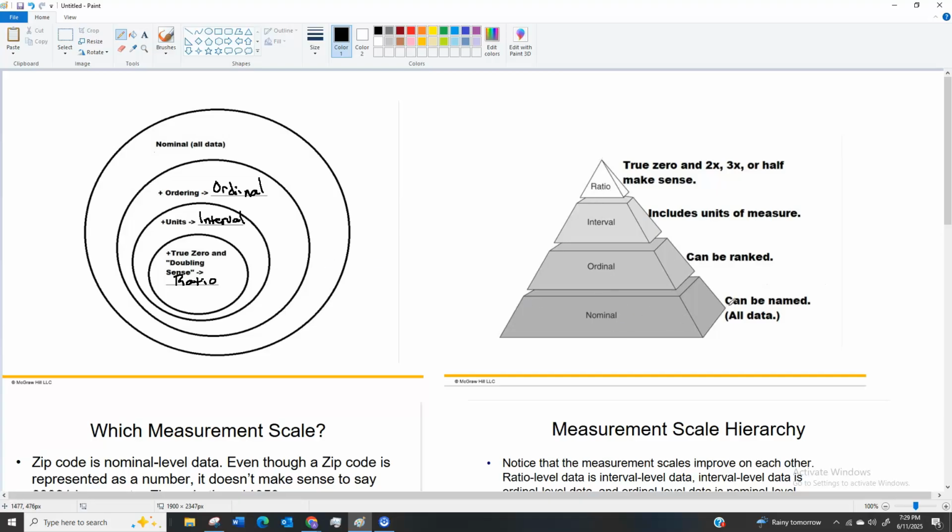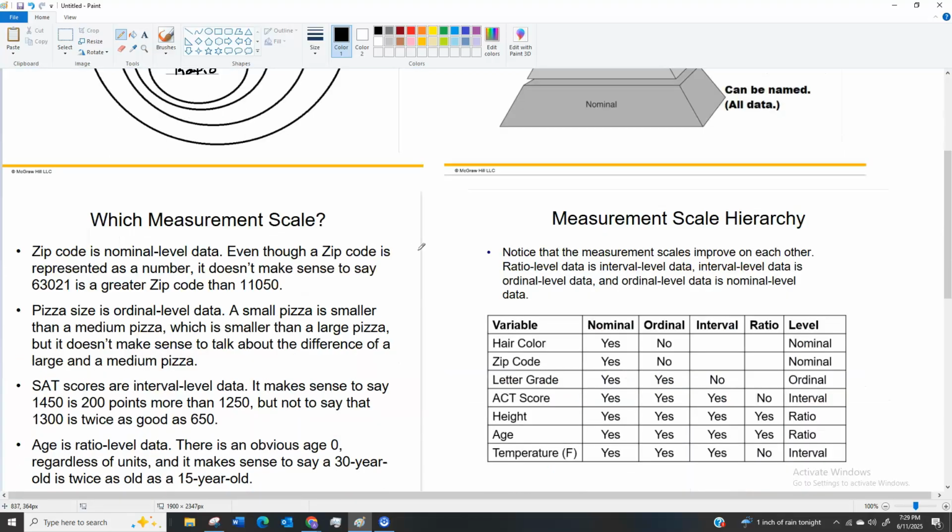So nominal means it can be named. That's all data. Ordinal means it can be ranked. Interval usually has a unit of measure, and so the intervals between each measurement are equal. And then if you reach ratio, it has a true 0, and 2 times, 3 times, or half makes sense. So hopefully one of those visuals will help you a little bit too. So let's look at some examples.